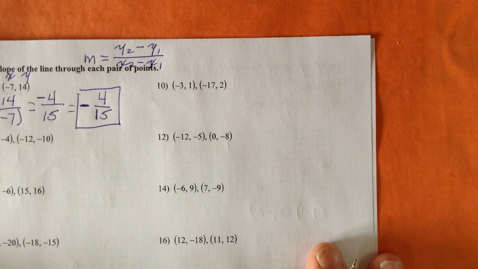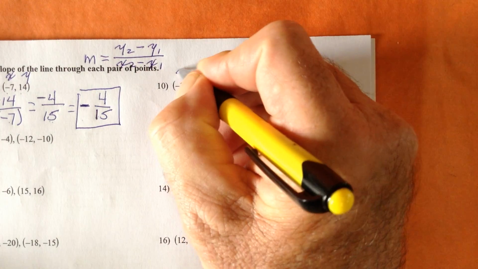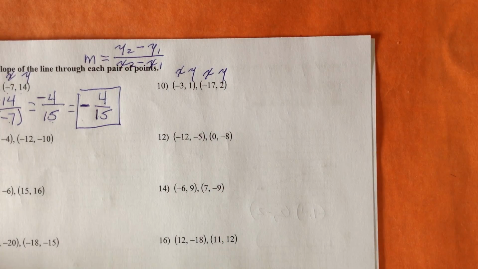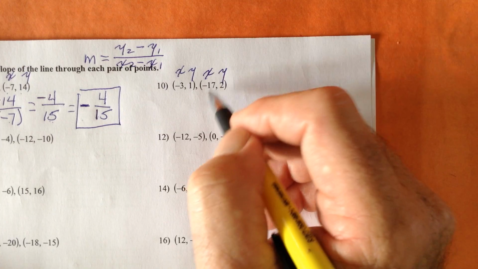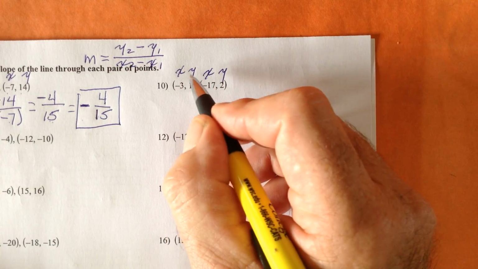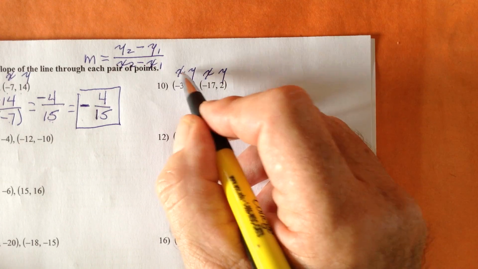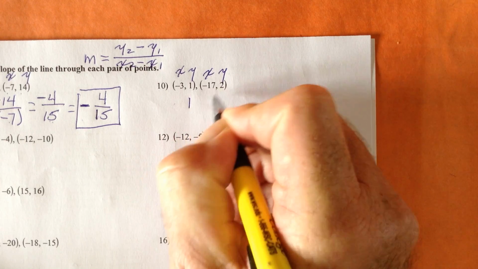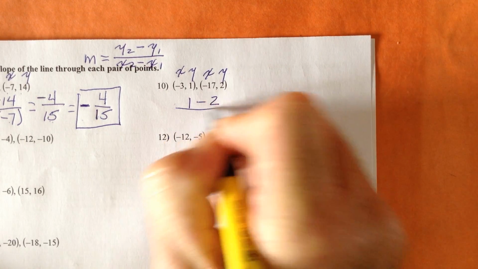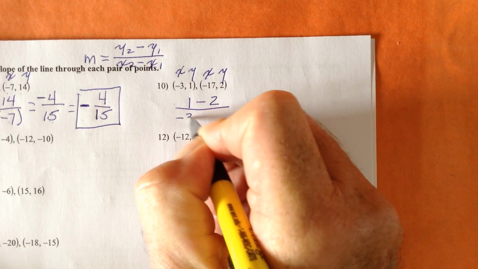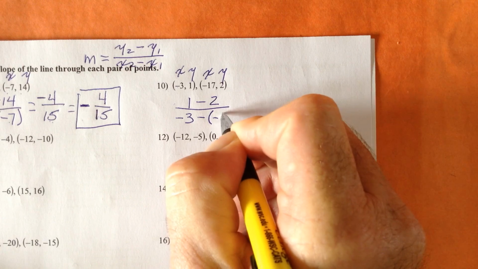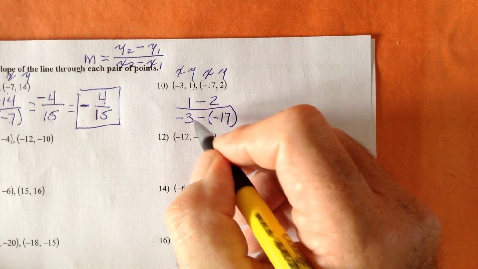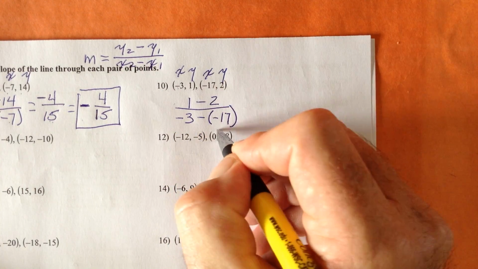Same thing with number 10. Okay, you want to use this equation. This is the x, and this is the y. This is the x, and this is the y. Okay, so what would be the slope? Okay, the slope, well, we got to take the y minus the y over the x minus the x. So the slope would be the y is 1 minus 2 over the x is -3 minus -17. This x here.